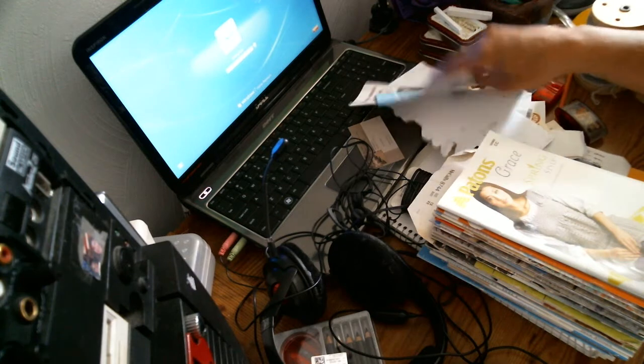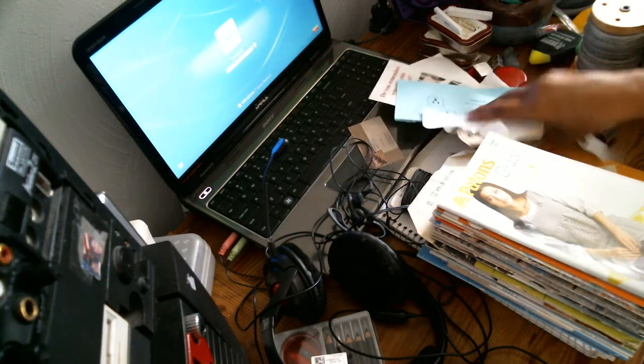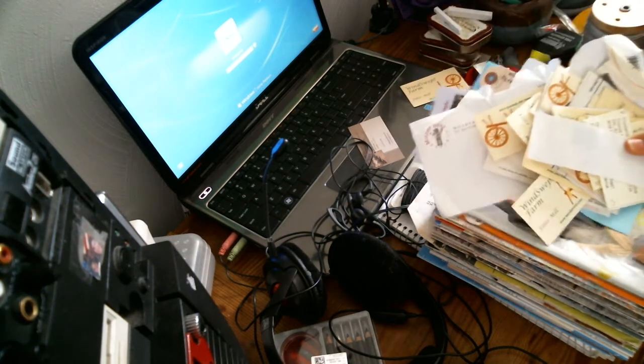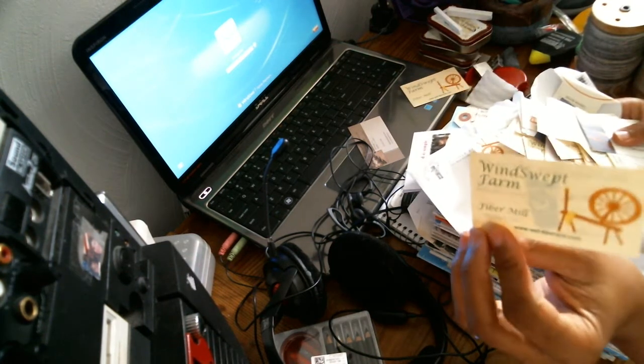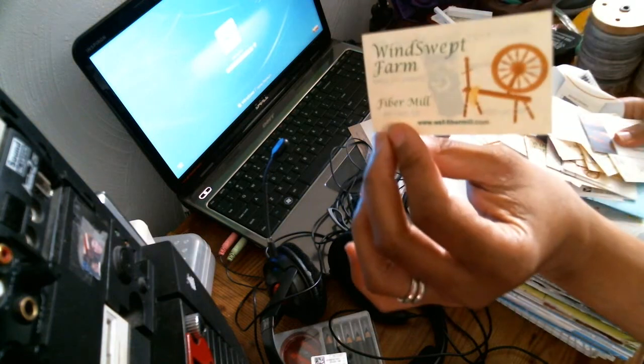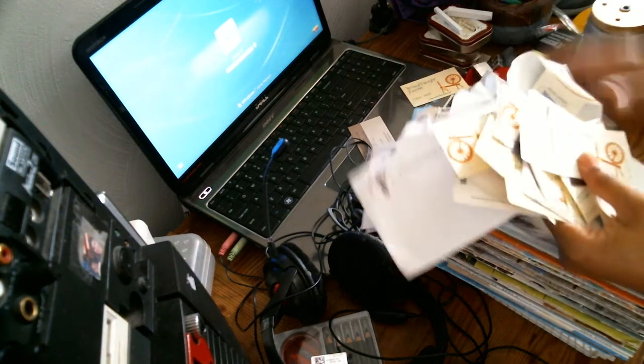And this is trash I need to go through. Separate the wheat from some of my business cards. I need to put them back in our business card holders. See the ones from Windswept Farms. Y'all know I love these people. I rep them every chance I get.